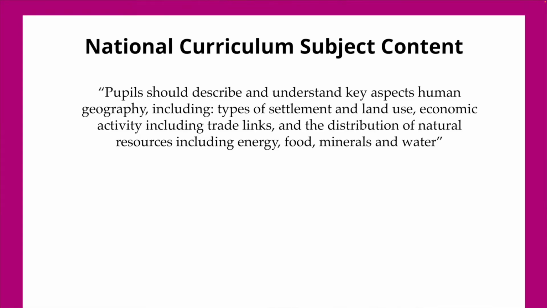Pupils should describe and understand key aspects of human geography, including types of settlement and land use, economic activity including trade links, and the distribution of natural resources including energy, food, minerals and water. That's a statutory national curriculum requirement. In this unit, pupils will gain an understanding of one of the main settlement types around the world, slums.